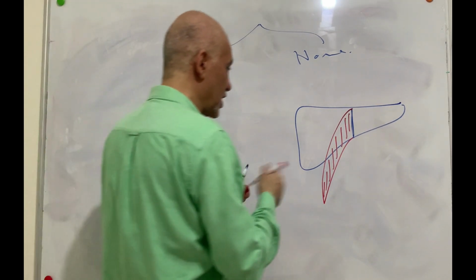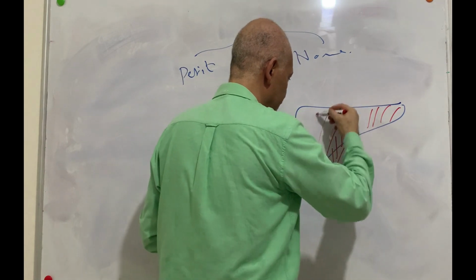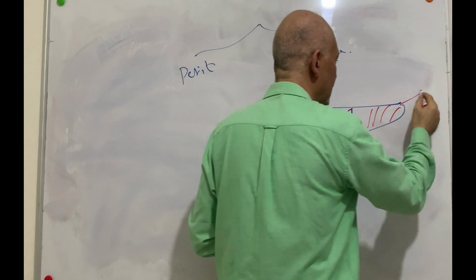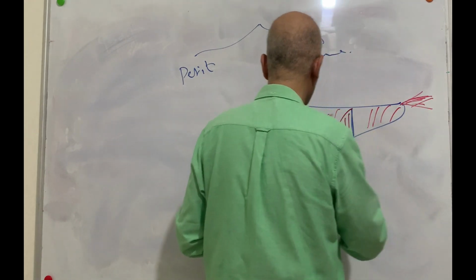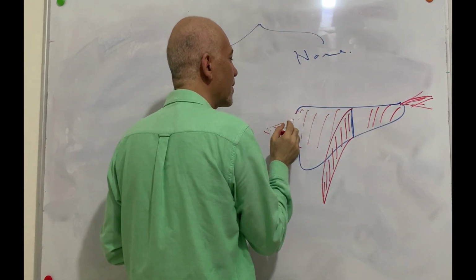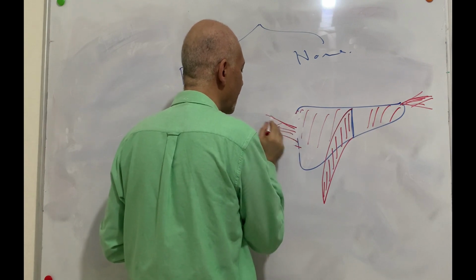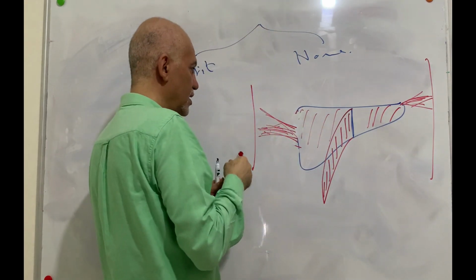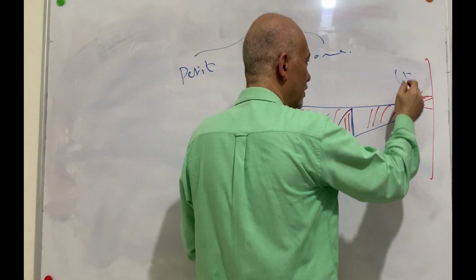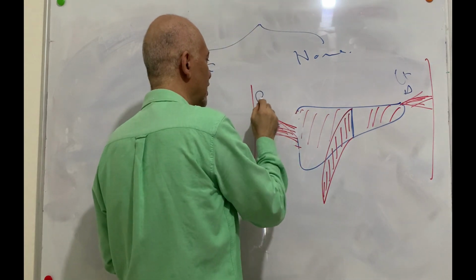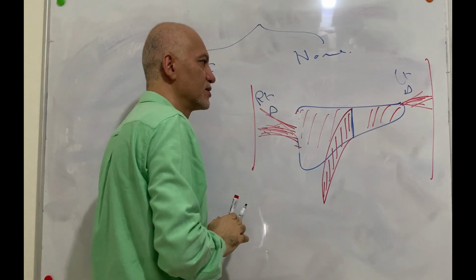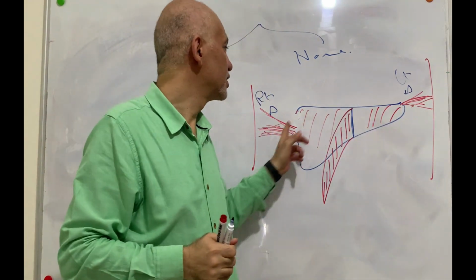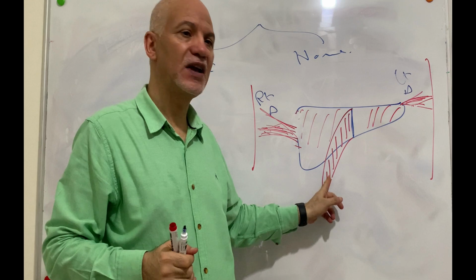So the peritoneum covering the liver, and the reflection on the right side and the left side, is called the left triangular ligament and the right triangular ligament. So two coronary ligaments, two triangular ligaments, and the falciform ligament.